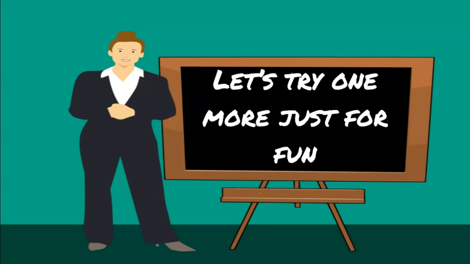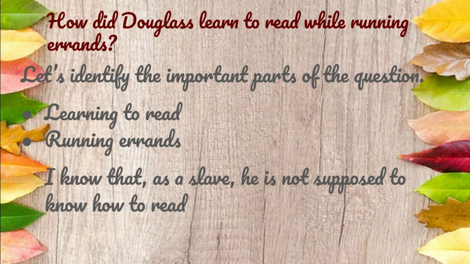So let's try one more question just for fun. The next question asks, how did Douglass learn to read while running errands? So again, let's identify the important parts of the question. Learning to read and running errands. Those are the two active parts of the question, the two things that he did. He ran errands, he learned to read. And I know that as a slave, he's not supposed to know how to read. So that's a clue to what I'm looking for now, right? I'm looking to see how did he learn to read while he was running errands? That's kind of a strange thing.